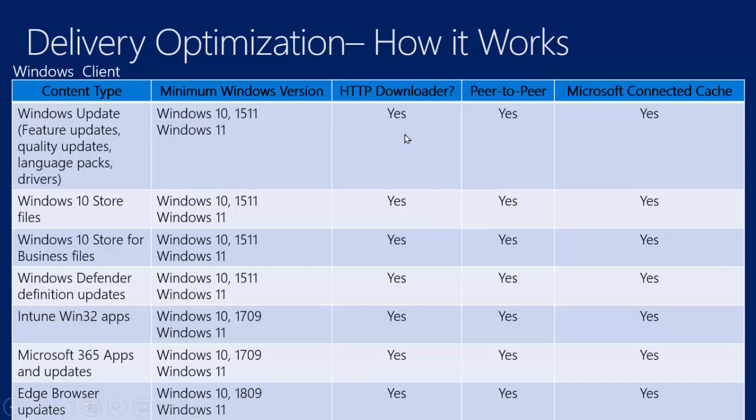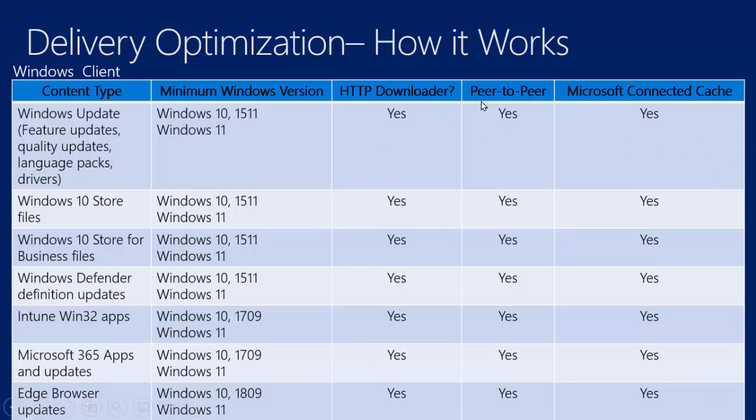So HTTP download, we already talked about that. That's a direct download from the internet. The reason that's important with delivery optimization is for security and controls you can put on top of it. Peer-to-peer, that's for the network savings. Microsoft Connected Cache essentially is a local server on your network that when your devices are on your local network, they can take advantage of that locally versus having to go out to the internet to get the content. Again, maybe we'll do a separate session on Microsoft Connected Cache, haven't decided yet.